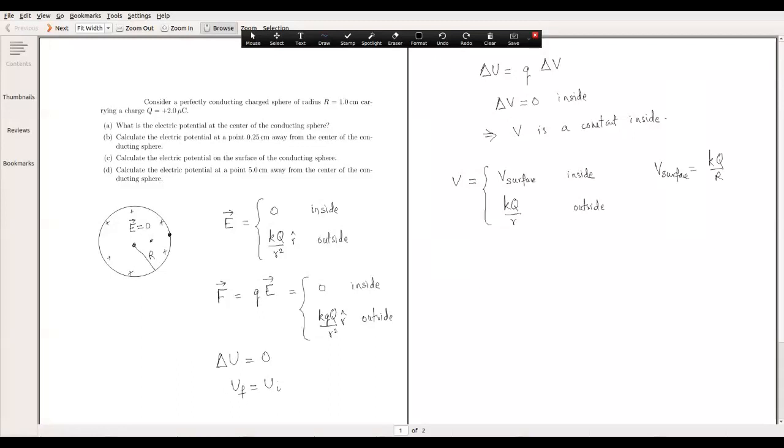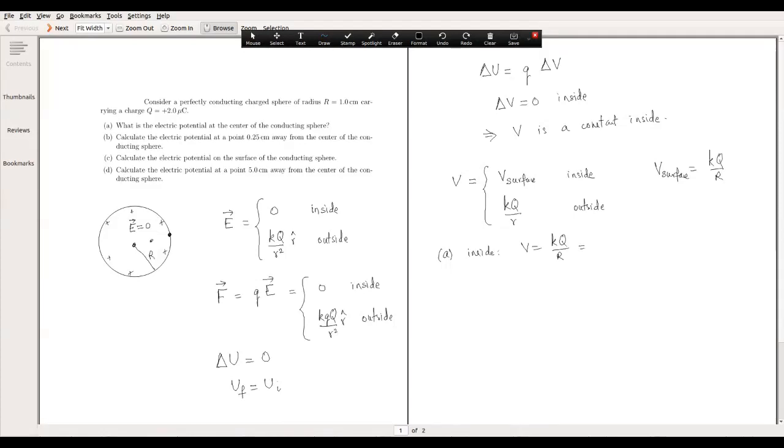So to answer the questions, we just have to figure out whether we are inside the sphere or outside the sphere. What is the electric potential at the center of the conducting sphere? That's inside. So the center is inside. And once it is inside, we know that V has to be equal to KQ over R on the surface. So that's the radius of the sphere.